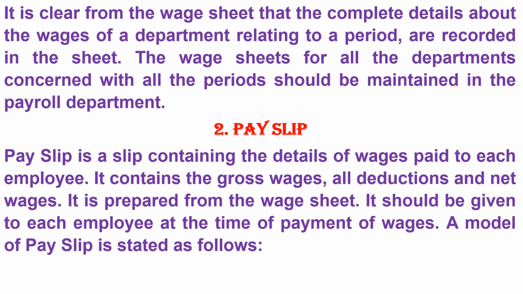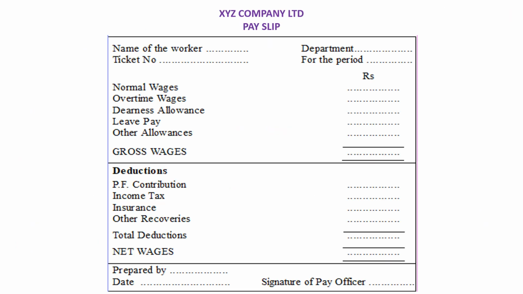2. Pay slip. Pay slip is a slip containing the details of wages paid to each employee. It contains the gross wages, all deductions and net wages. It is prepared from the wage sheet. It should be given to each employee at the time of payment of wages. A model of pay slip is stated as follows. A model of pay slip is presented here.